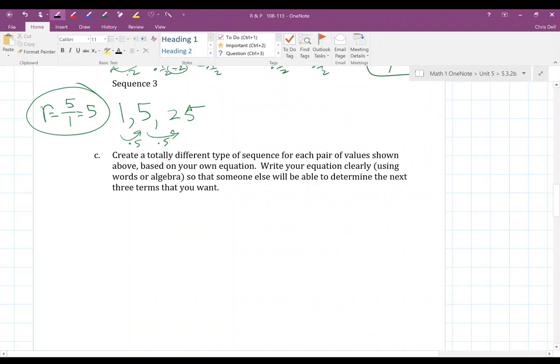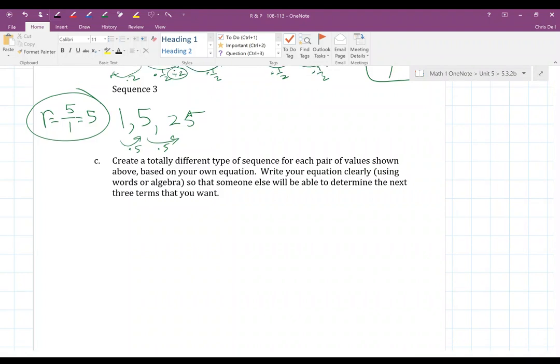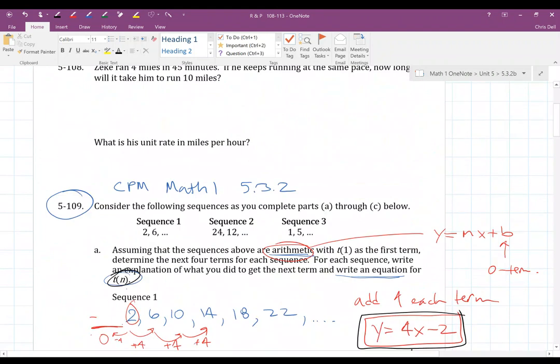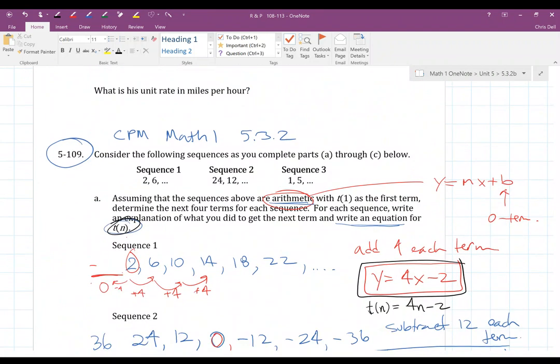Hey folks, Mr. Dollar here again. This is part 2 of this sequence question. We are exploring these sequences as arithmetic and geometric. This is coming from Math 1, CPM Math 1, number 109.